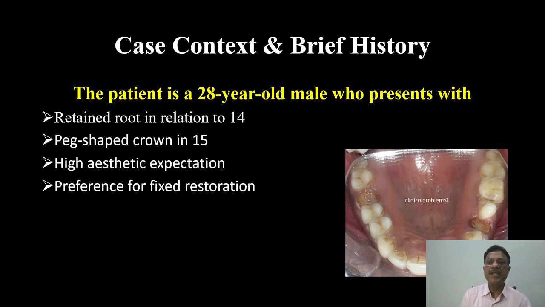Now, case context and brief history. The patient is a 28-year-old male who presents with a retained root in the 14 region, and there is also a retained root in the 26 region, and 15 is peg-shaped. The demand for aesthetics in this patient is very high, and the patient wants a fixed restoration because he is going to get married soon.